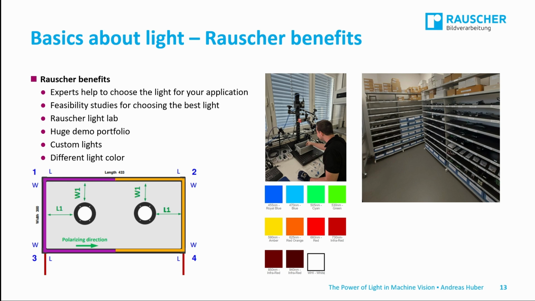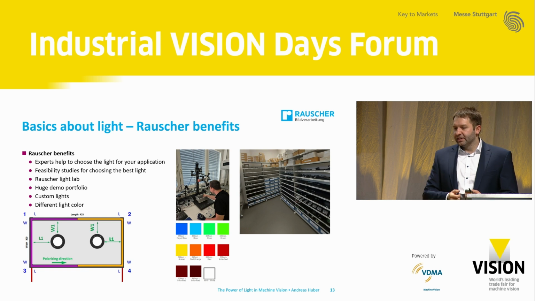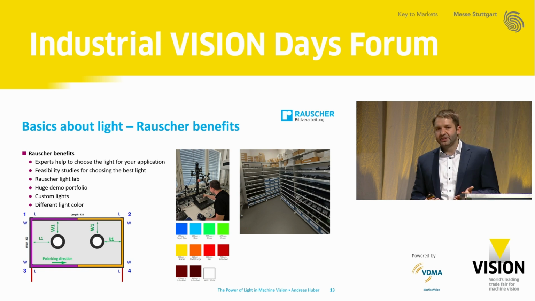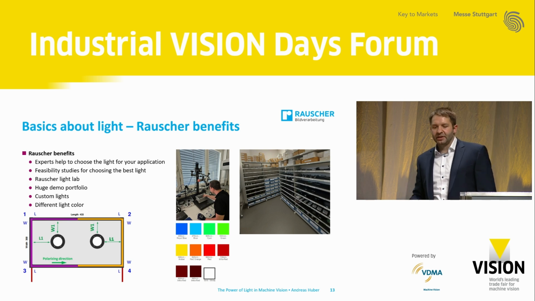So what is the benefit of Rauscher? We have many experts, we have a lot of experience, as I told you, more than 50 years in the field of machine vision. So we can help you to choose the best light for your application. We can also do some feasibility studies, because as I told you at the beginning, calculating a lens or calculating a camera is very, very easy. You can do some simple math. You have your pixel size, the amount of pixels, and can choose the best camera. But in the field of lighting, it's not so easy. You cannot calculate. So you have to do some tests, and then you can talk to the customer and find the best light solution for the specific application.